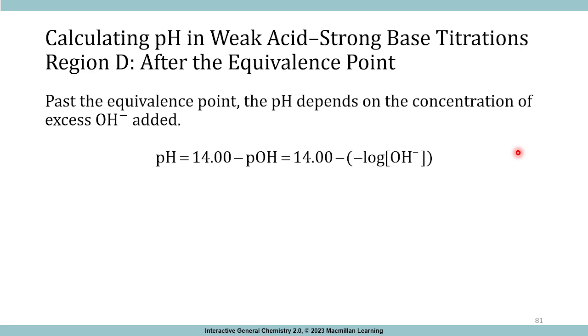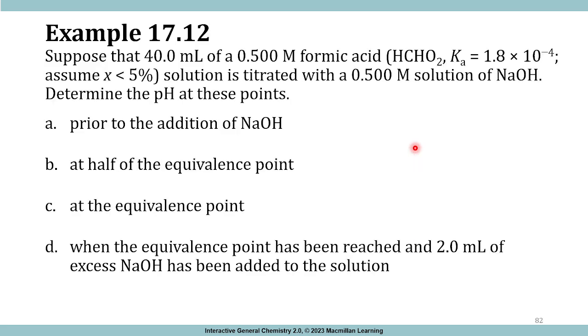And so what you're looking at here is your excess base diluted. Now, the simple way to do this is to do a dilution of that concentration of the excess base you've added. Plug that into the 14 minus the negative log of that concentration right there. All right, so let's go ahead and try this.